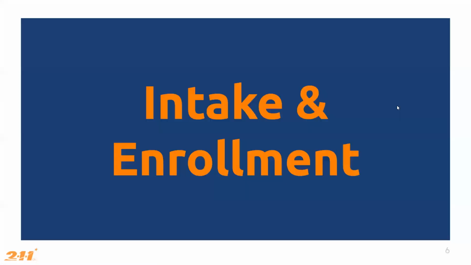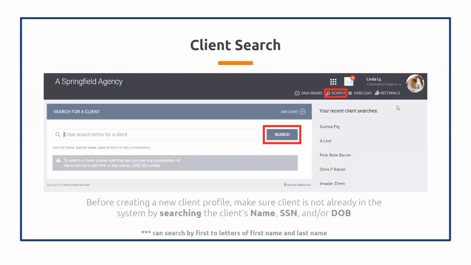Next we will be going over how to do an intake and manage enrollments. So first, when you log into HMIS, you'll be on the search page with a search bar. You'll be able to search for clients by their first name, last name, social security number, or their date of birth. You don't have to search the full name. You can simply search the first 2 letters of the first name and the first letters of the last name. This is also helpful sometimes because clients might be spelled differently.